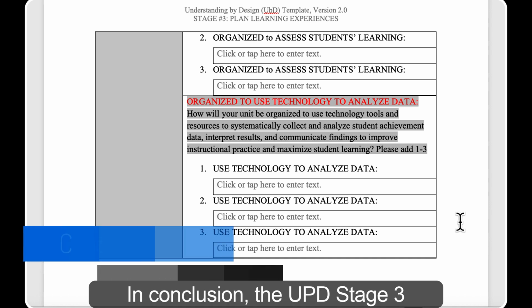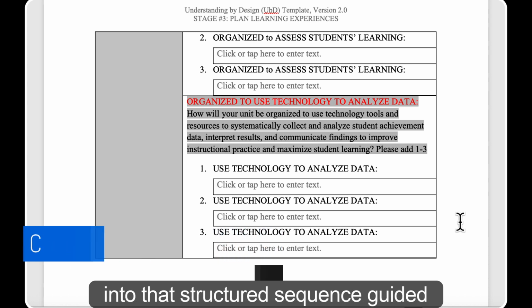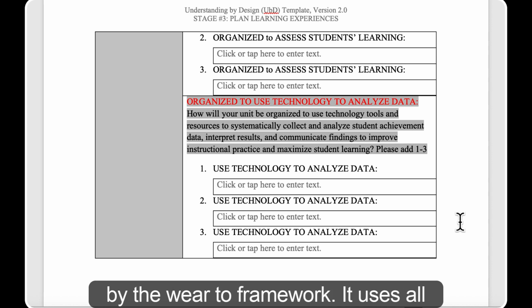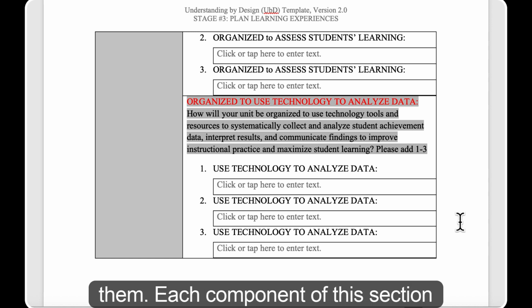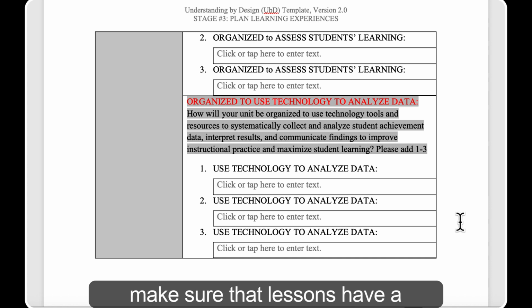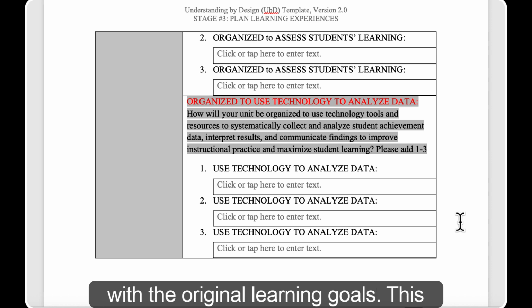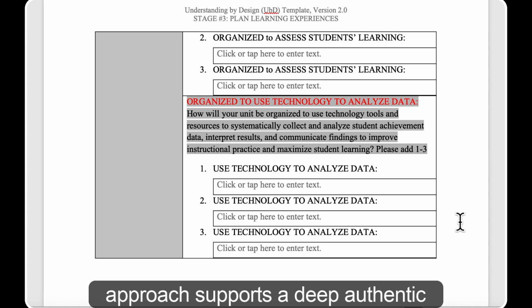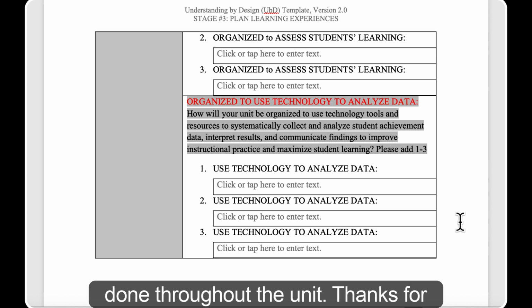In conclusion, the UbD Stage 3 template organizes the learning plan into that structured sequence guided by the WHERETO framework. It takes all the learning activities and summarizes and organizes them. Each component of this section makes sure that lessons have a purpose, that they are authentic, differentiated, reflective, and aligned with the original learning goals. This approach supports a deep, authentic level of understanding of not only the content, but the activities that will be done throughout the unit.